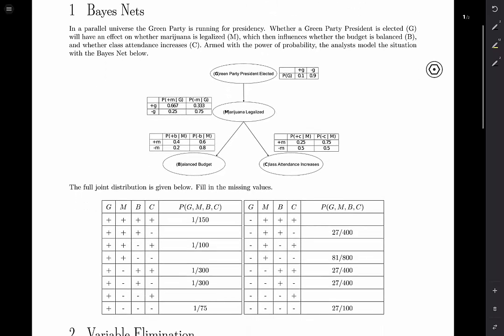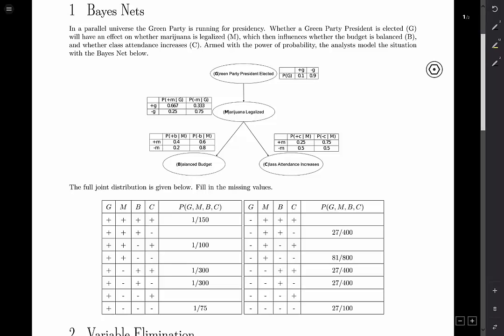So the first problem is on Bayes nets. In a parallel universe, the Green Party is running for the presidency. Whether a Green Party president is elected, G, will have an effect on whether marijuana is legalized, M, which then influences whether the budget is balanced, B, and whether class attendance increases, C. Under their power probability, the analysts model the situation with the Bayes net below. So here we have the Bayes net and the local conditional probability tables. So the full joint is given below, fill in the missing values.